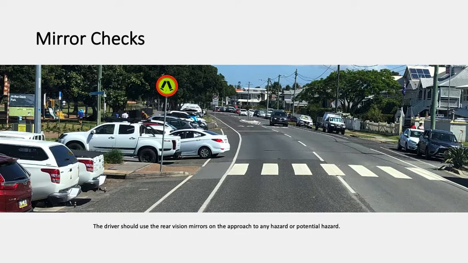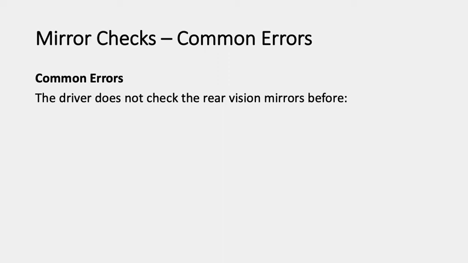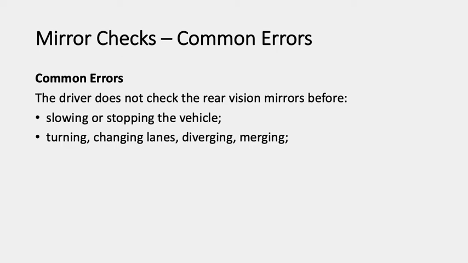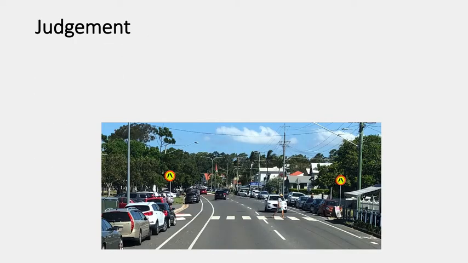Mirror checks. The driver should use the rear vision mirrors on the approach to any hazard or potential hazard. So we've got a driver backing out of angle parking on the left, so the driver would just have a quick look in their mirror for what's happening behind and then take appropriate action if that white vehicle keeps coming. Okay, common mirror check errors. The driver does not check the rear vision mirrors before slowing or stopping the vehicle, turning, changing lanes, diverging and merging, confronting any traffic hazard.